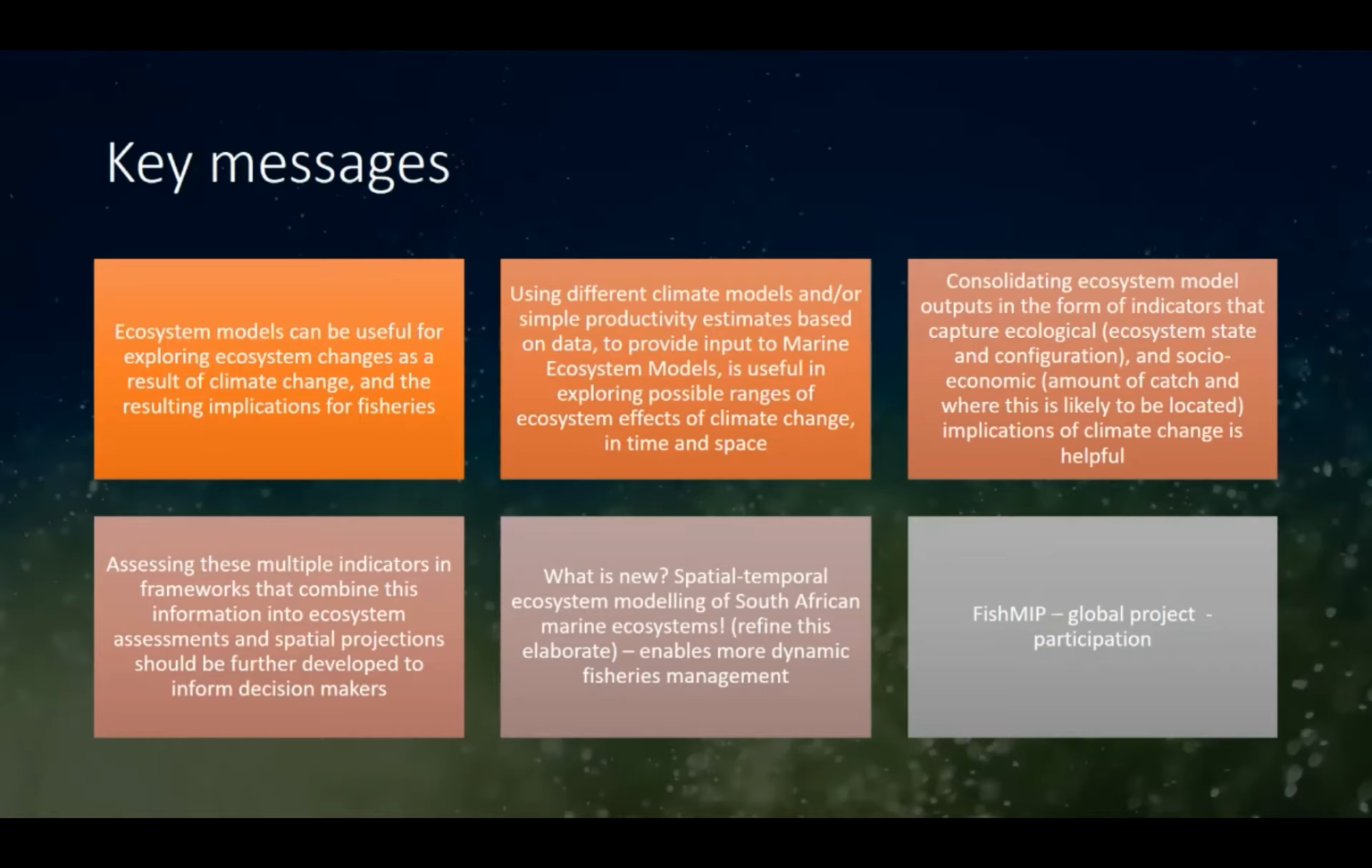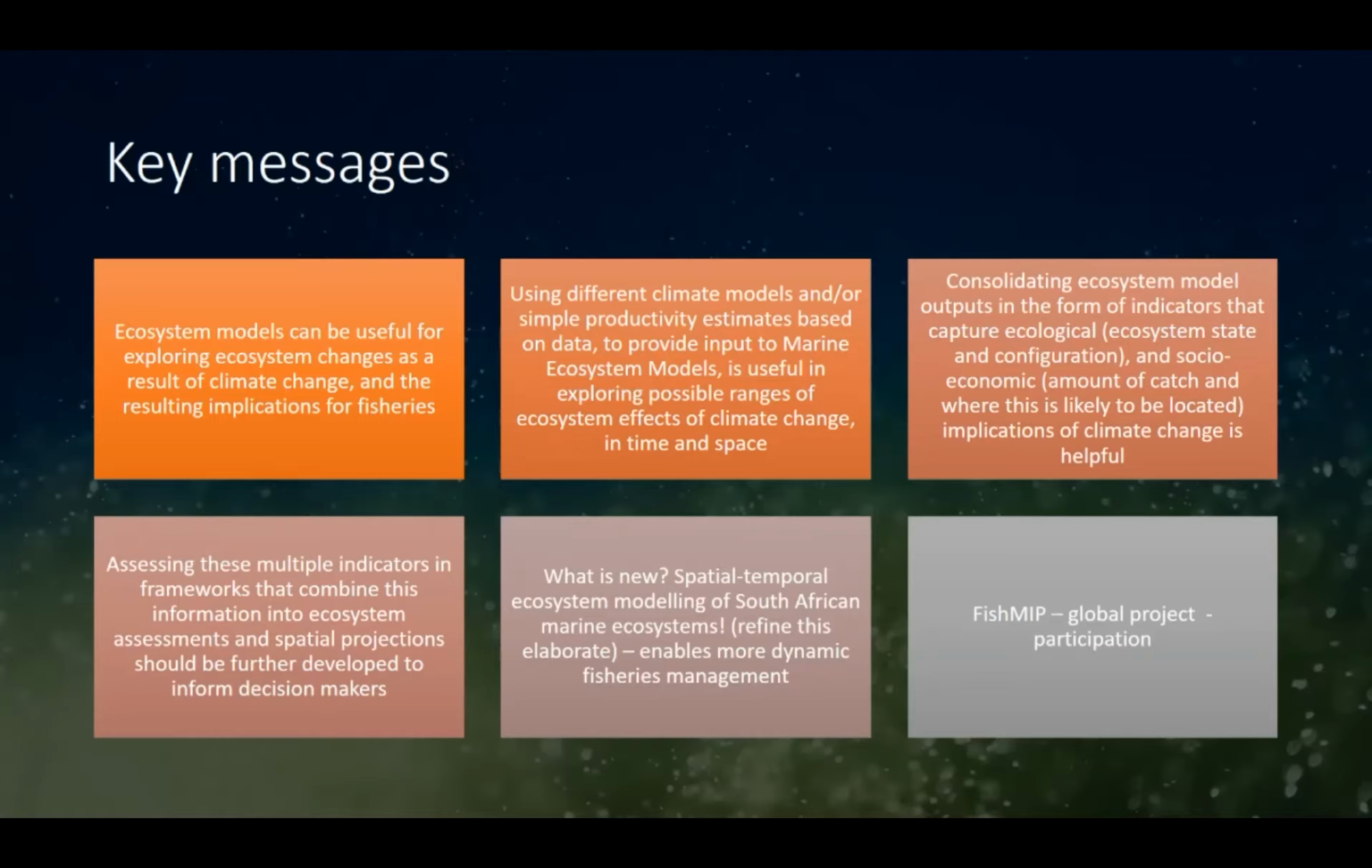But even with all this information, we still have multiple indicators and they're not always showing us the same kind of trend. So what do we do with that? We need a framework, as I've explained in the previous few slides, to combine this information to come up with assessments and spatial projections that can actually be communicated to our decision makers.